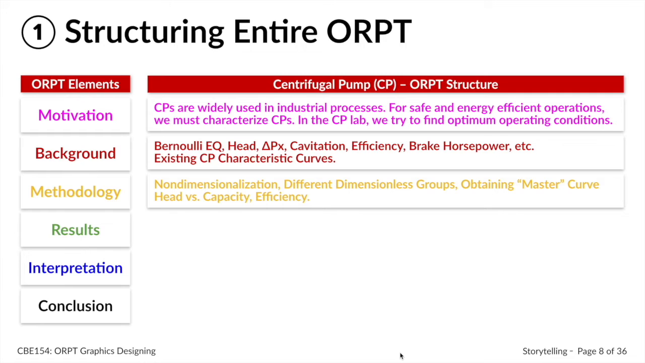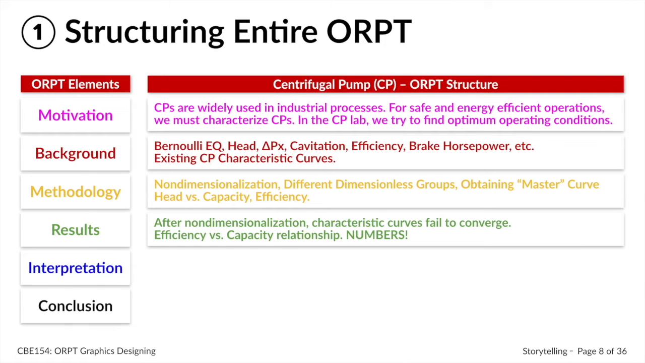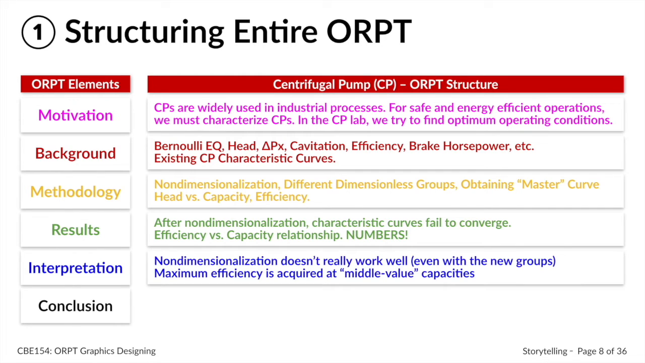After employing your data analysis methodology, your group should have obtained results such as the efficiency versus the capacity relationship curve. What is your interpretation of the relationship that arises? Why do you think this is the case? What are you trying to convey with the plots that you show? Finally, you show the conclusion.